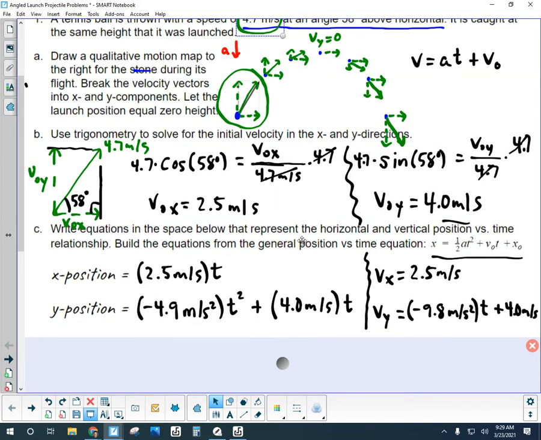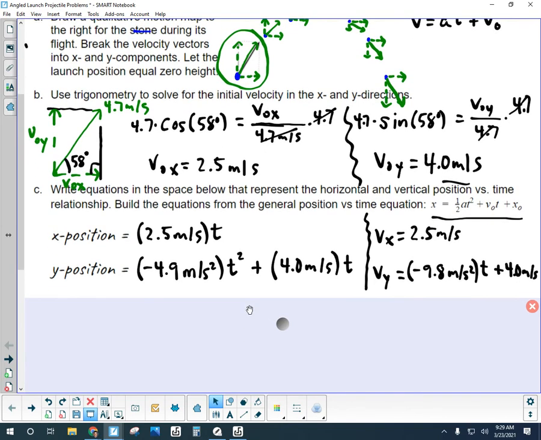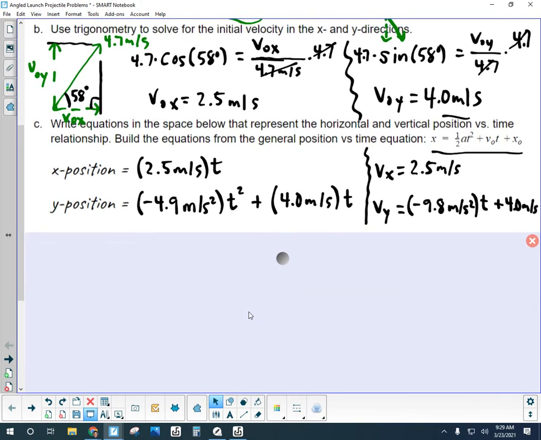Those of you who know some calculus, the derivative of this equation is the velocity equation, right? That's how those two fit together if you know some calculus. All right, so that gives us a good setup for solving our problems.